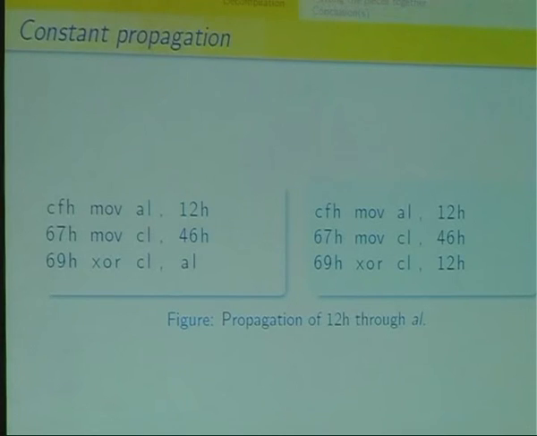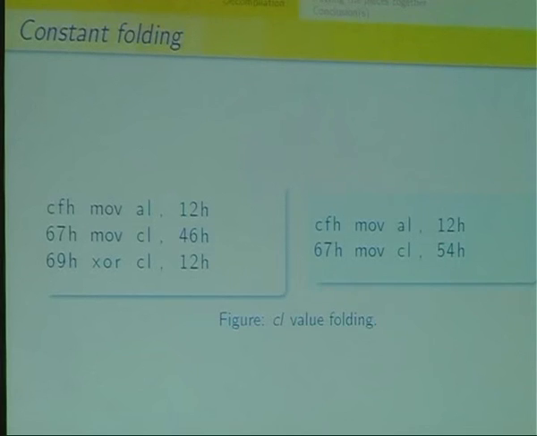For example, constant propagation. You can see that on the left you have the code that is not optimized, and on the right the code is optimized. On the first line, register AL is assigned the value 12, and then we propagate it to the third line where the same register is used. It's really basic stuff that has been done in compilers for years, and we will use it to break obfuscation. Some other optimization techniques are, for example, constant folding.